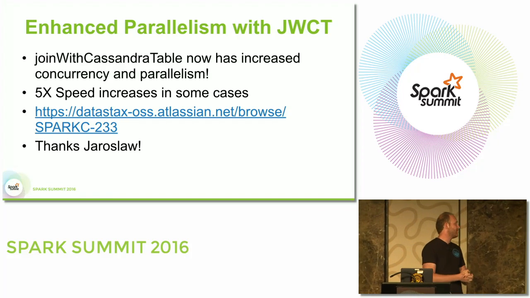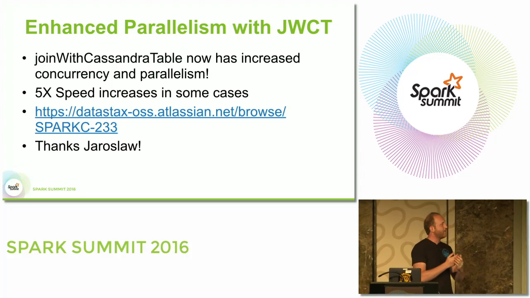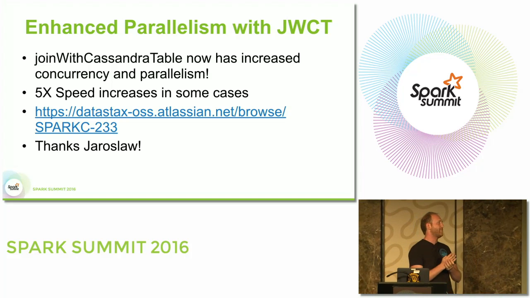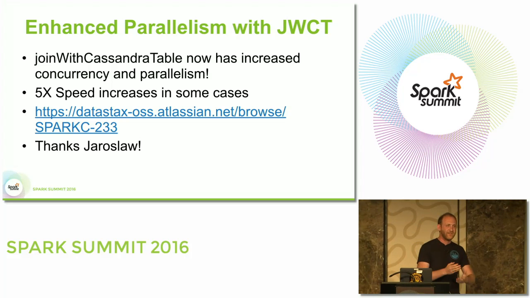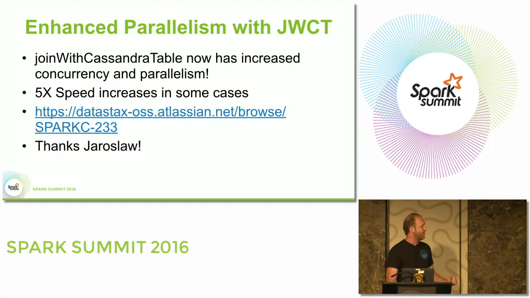The enhanced parallelism in the join with Cassandra table. So if you've ever used the joinWithCassandraTable method before and you wish that it was a lot faster, we just recently increased its speed by increasing concurrency and parallelism within the method. We've seen up to a 5x speed increase. So if you used this before and you weren't satisfied with how fast it is, you should definitely check it out now. This is thanks to Yarek, who's one of the new members of the Datastax analytics team, who added a lot of interesting asynchronous execution code into this.